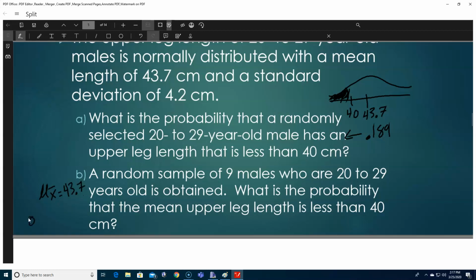But sigma x bar is different. So sigma x bar is the old sigma, 4.2, our population sigma, divided by the square root of our sample size, divided by 9. So that's 4.2 divided by 3 gives you 1.4. So then that's the information we're going to use now to find the normal distribution. So we'll go to the calculator.